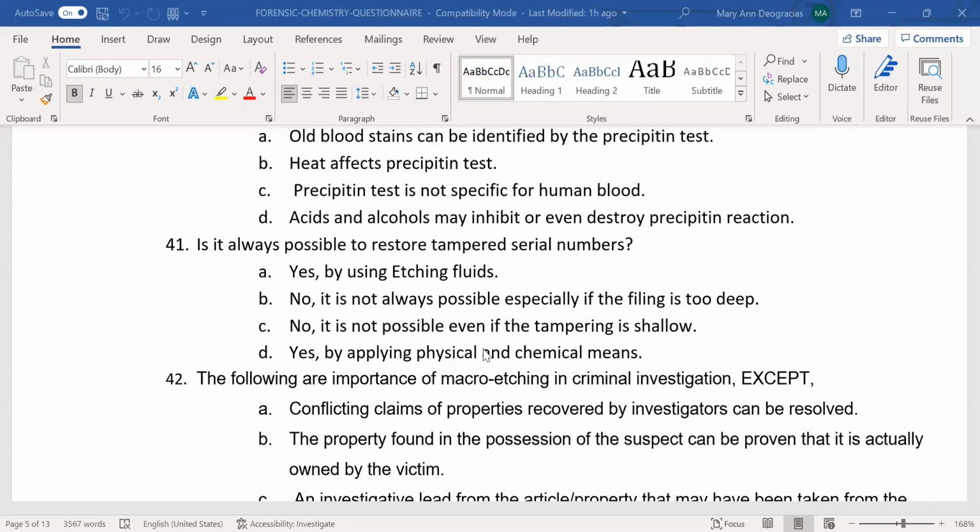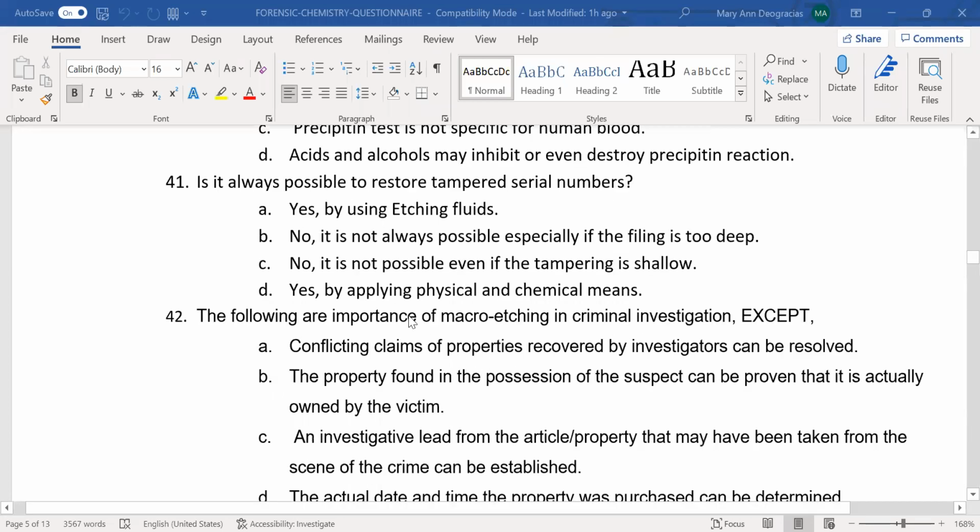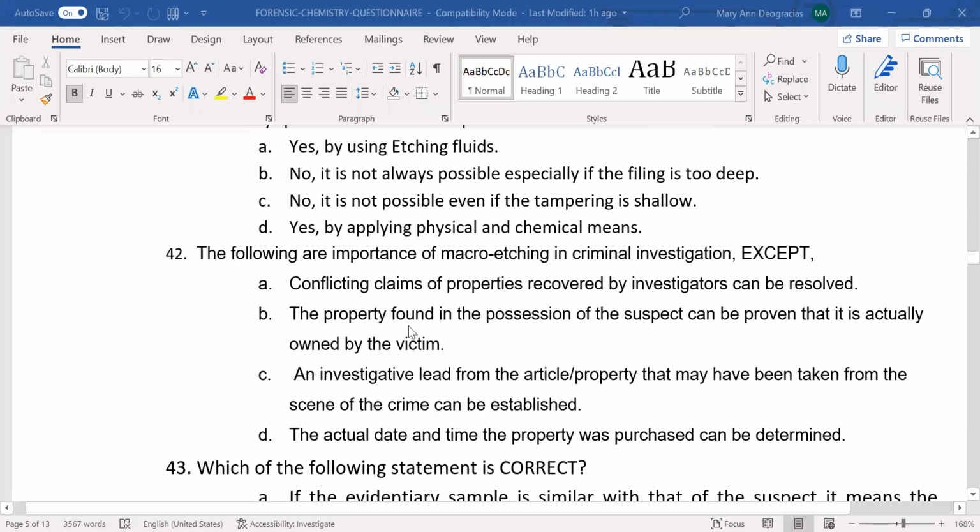Number 42. The following are importance of macro etching in criminal investigation, except, okay, A, conflicting claims of properties recovered by investigators can be resolved. Kasama ba to? Conflicting claims of properties recovered by investigators can be resolved. Exception tayo, ha? Okay. Mamaya.